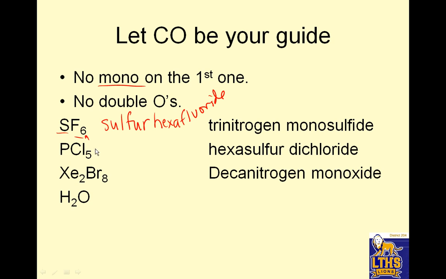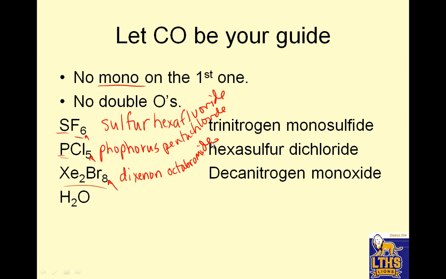Okay. Phosphorus. Do we need a mono? No mono on the first. Phosphorus, how many? 5. Pentachloride. Oh, look, it's xenon in a bond. That's crazy. How many? Di-xenon. How many bromides? 8. Octabromide. All right. Keep going.